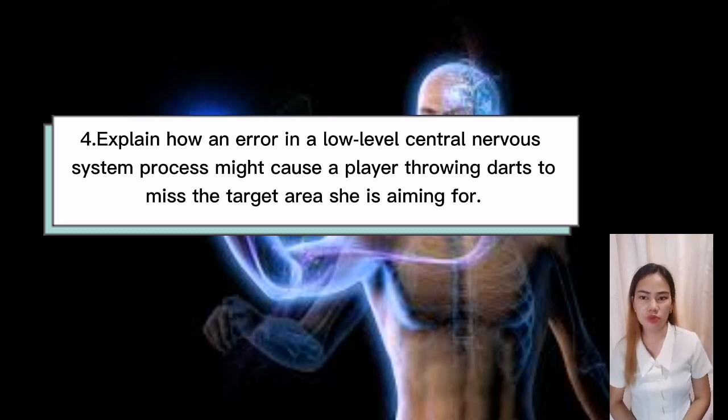Therefore, a person with low levels of central nervous system processing can have a big barrier to aiming at the target she wants to aim at, because of a low processing of the message and a low response to execute the movement more accurately.